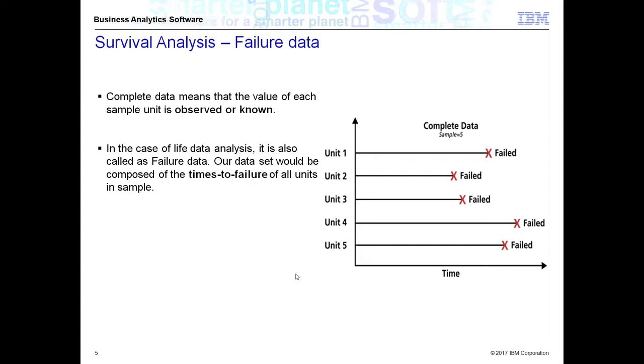In the case of life data analysis, it's also called failure data. Our data set would be composed of the time to failure of all units in the sample. Please look at the picture. For example, if we tested 5 units and they all failed, we would then have complete information as to the time of each failure in the sample. All the 5 units' data can be called failure data.